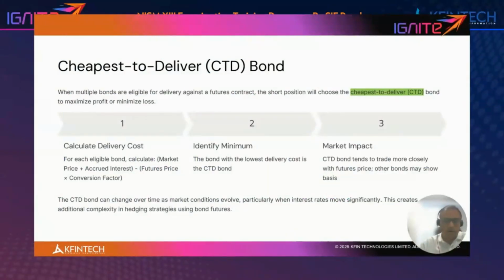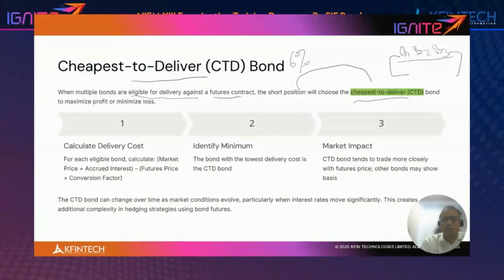So now let's see what is the concept of cheapest to delivery bond. While multiple bonds are eligible for delivery against a futures contract, the short position will choose the cheapest to deliver bond. Now you have a basket of bonds, bond 1, bond 2, bond 3, and say the futures contract is at 6% YTM for 3 months. Now there could be a bond at 6.5, 6.8, 7%, right? The exact bond of 6% YTM is not available. So there are multiple bonds which are available which the seller can deliver. He will choose the cheapest to deliver bond. Cheapest means it must be at the lowest price to deliver the bond to the buyer.